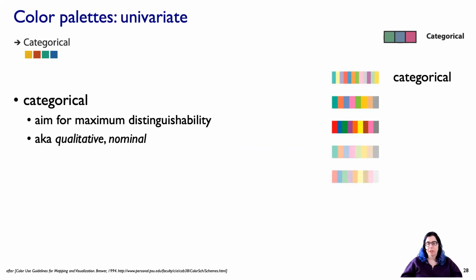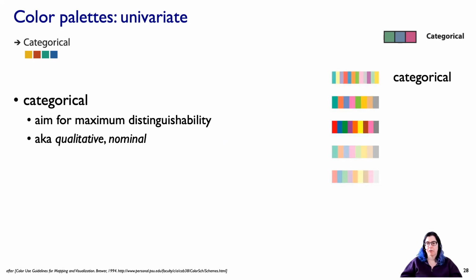So first of all, let's talk about whether you just got one attribute, univariate color palettes. So we've talked about this idea that you could have categorical color. And then what we're doing is we're typically aiming for the maximum distinguishability. That often means highly saturated. Sometimes, especially if you look at the cartographic literature, you'll see these called qualitative maps or nominal. We're just going to continue using categorical because that's the language we're using here in this class.